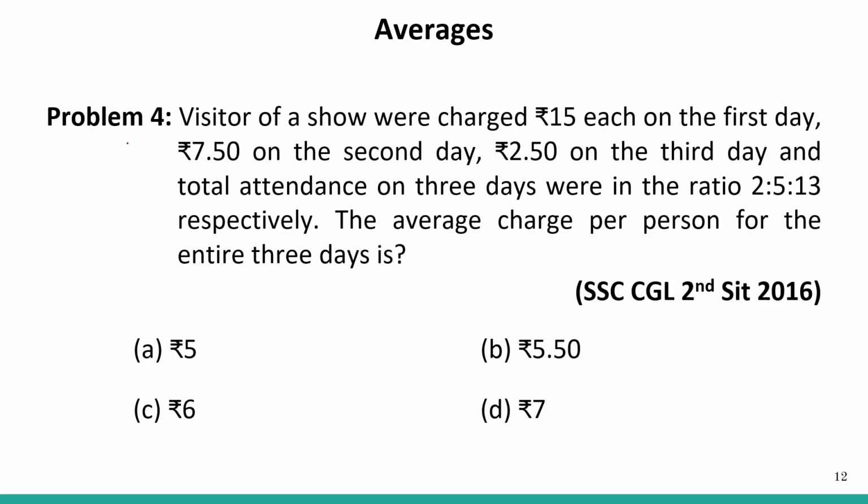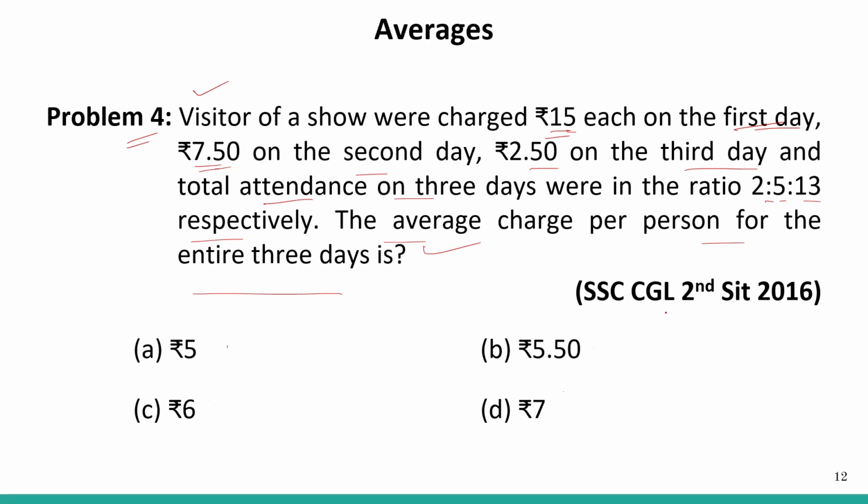Let's see problem number 4. Visitors of a show were charged 15 rupees each on the first day, 7.50 rupees on the second day, and 2.50 rupees on the third day. The total attendance on the 3 days was in the ratio 2:5:13 respectively. So what is the average charge per person for the entire 3 days? Is it 5 rupees, 5.5 rupees, 7 rupees, or 6 rupees?